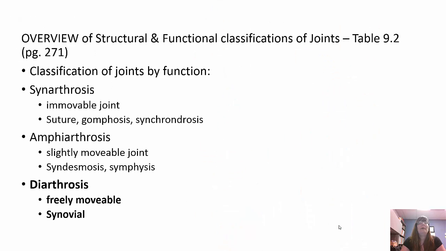So, classifying joints by function, a little overview here. Synarthroses are immovable joints. Sutures, gomphoses, and synchondroses are your examples. Amphiarthroses are slightly movable joints. Syndesmoses and symphyses are your examples. And diarthroses are freely movable joints, and these are your synovial joints.